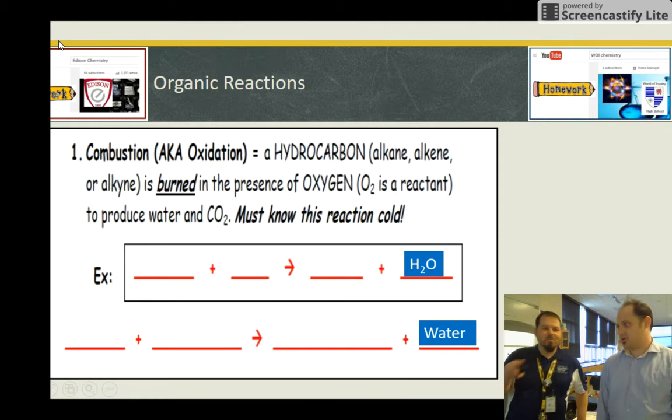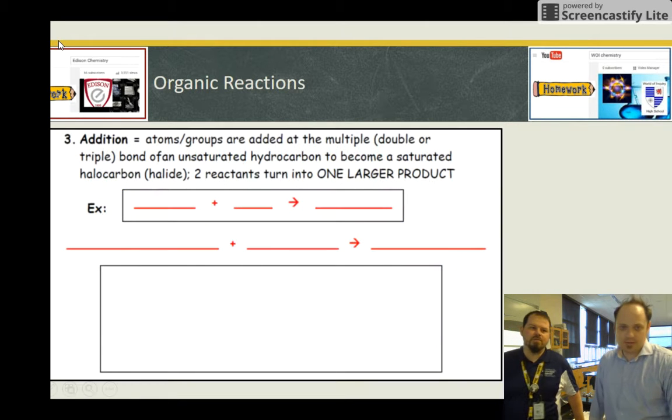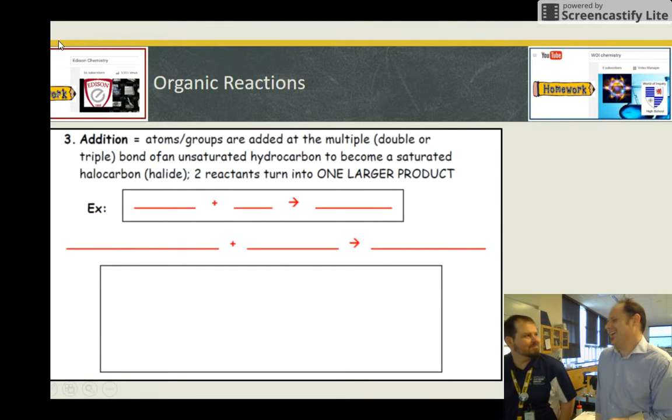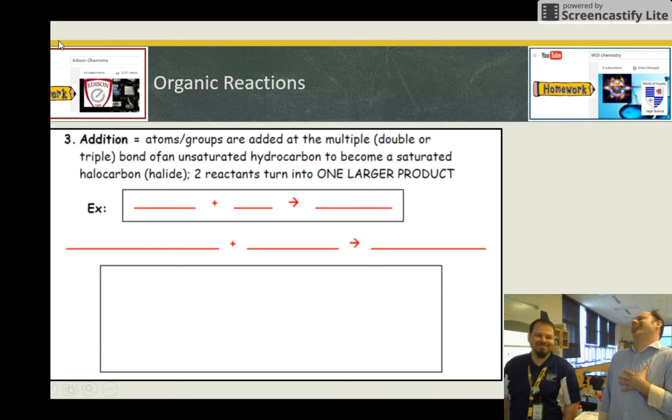Memorize these reactions. It says right there, must know this reaction cold. Absolutely. Even though it produces heat. You're so funny, mister.